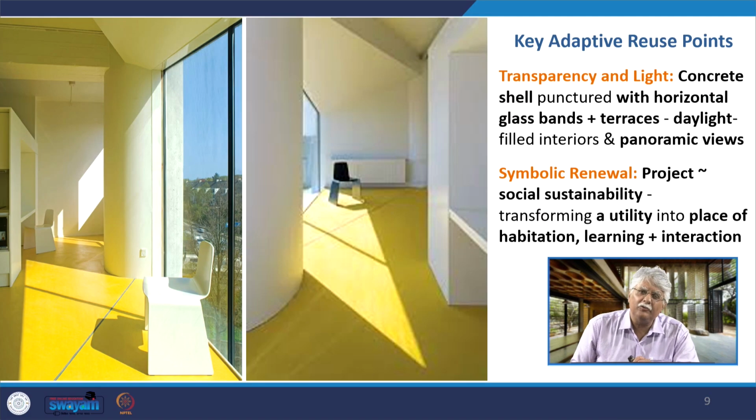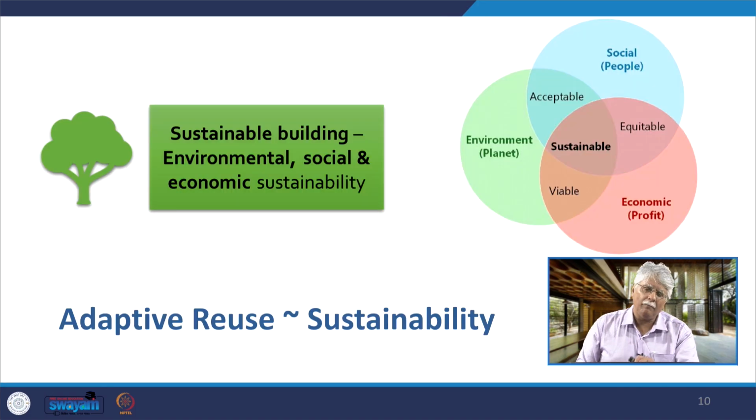Then, the key adaptive reuse points are what we gain out of it. Not only do we gain accommodation, but it has transparency and light, because the concrete shell is punctured with horizontal glass bands and terraces, so daylight filters into the interiors, and plus you get a fantastic panoramic view. It's a very symbolic renewal, because the project indicates social sustainability, transforming a utility into a place of habitation, learning and interaction. Therefore, in a sense, adaptive reuse is exactly what is required in a sustainability economy or a sustainability agenda.